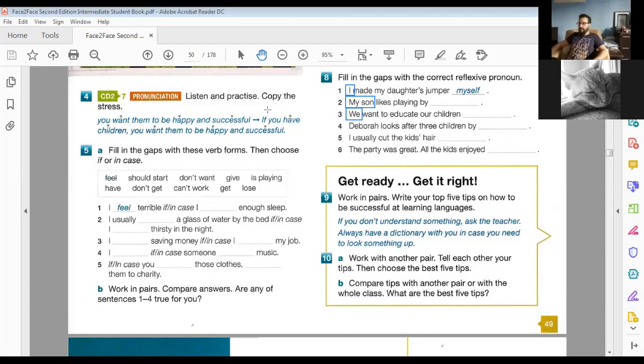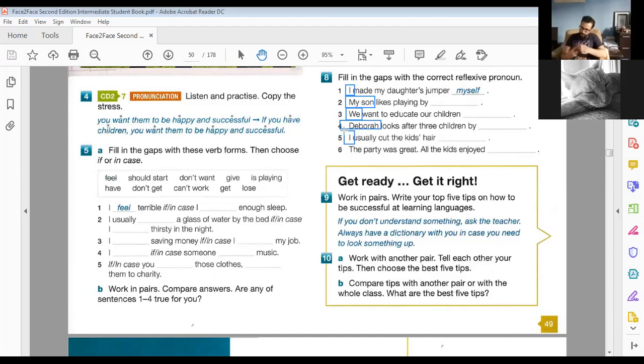What about Deborah? Deborah is a woman's name. Okay, looks after her three children by herself. Right, correct. I usually cut the kids' hair by myself. Okay. Do we have to say by? Can we just say myself without by? I usually cut the kids' hair myself.